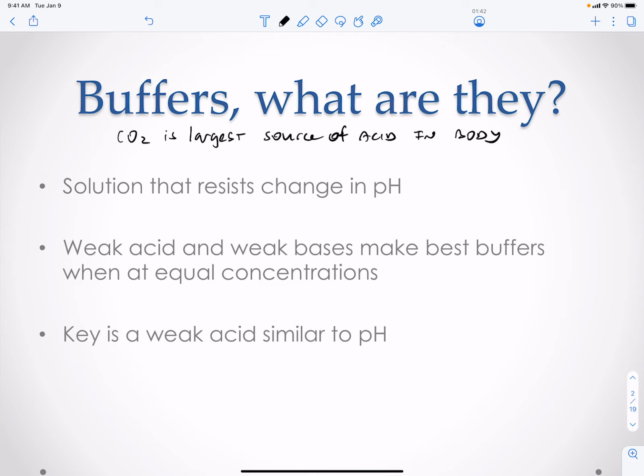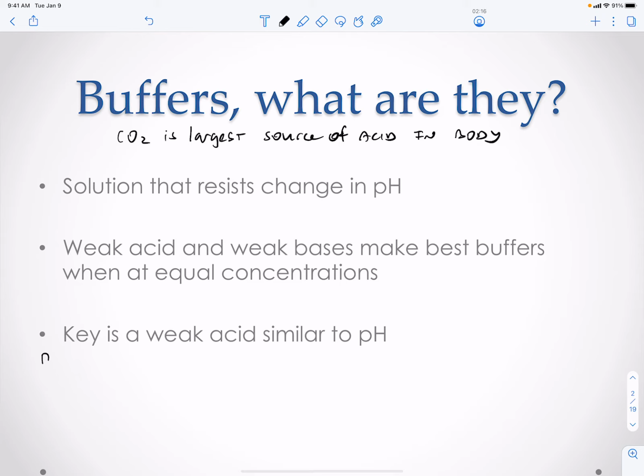And even though carbon dioxide is a weak acid, it still is the largest amount of acid produced by our cells. Almost every cell in your body will release carbon dioxide when they do cellular respiration, except of course for red blood cells. So weak acids and weak bases are going to make the best buffers if they're at concentrations that are going to prevent changes in pH. The key is to have a weak acid similar to the pH.